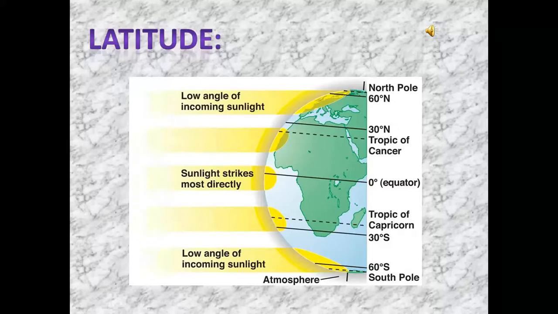The tropical region is extremely hot, followed by the temperate region, which is slightly cooler, and finally we have the frigid region, which is your North Pole and South Pole, where we have the oblique rays of the sun.